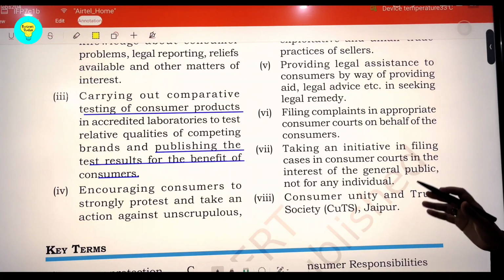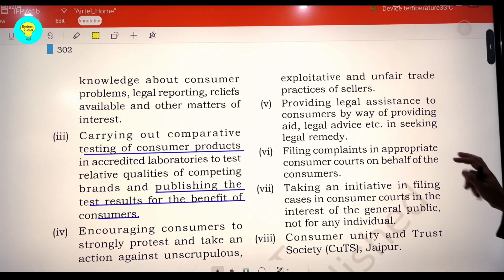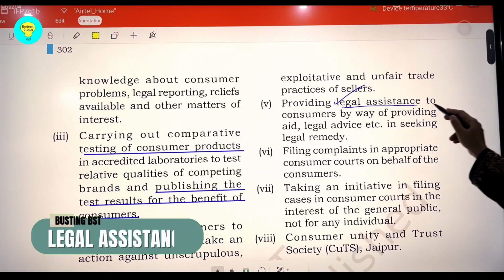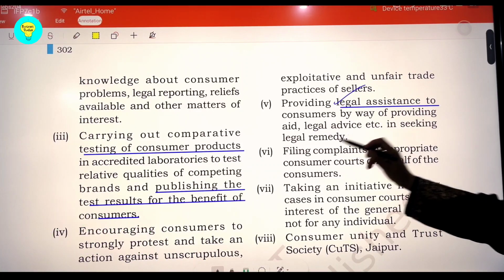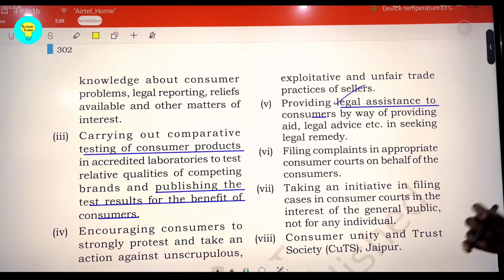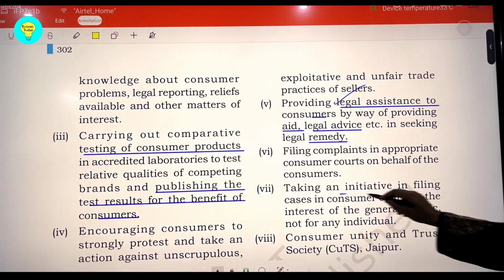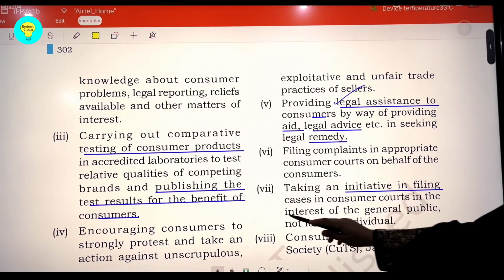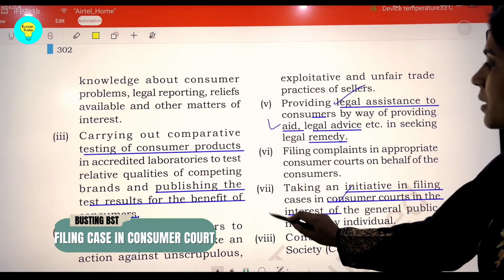Then we have LIC. So L denotes, students, the legal measures, legal assistance by the NGOs that can help consumers by providing them with some legal advice or legal help or remedies in case they are being cheated, and to show them a correct way. Then I also represents taking necessary initiatives in order to make the interest of the consumers represented in proper consumer courts. So this is L, this is I.